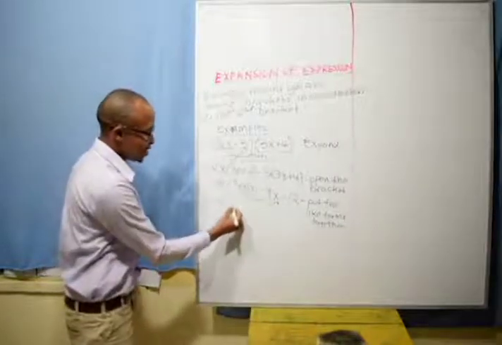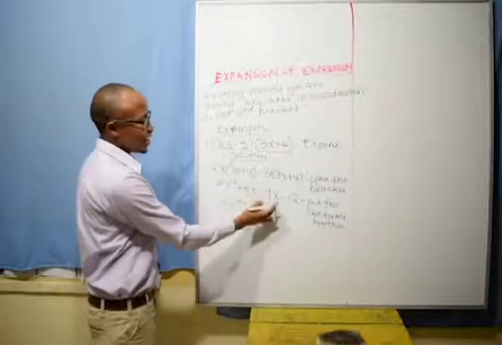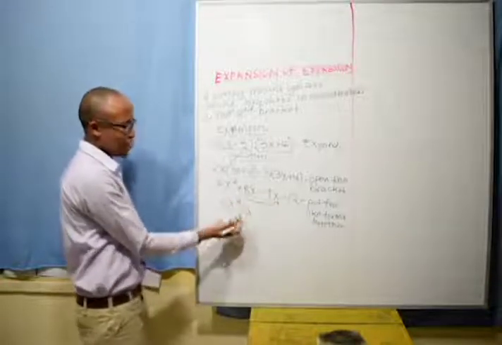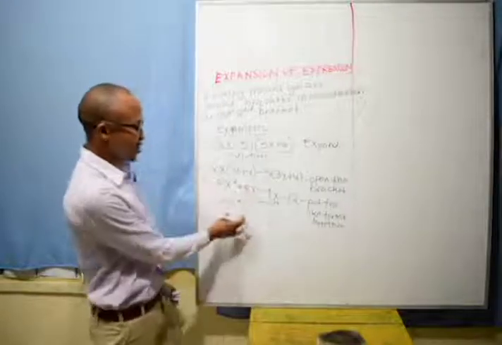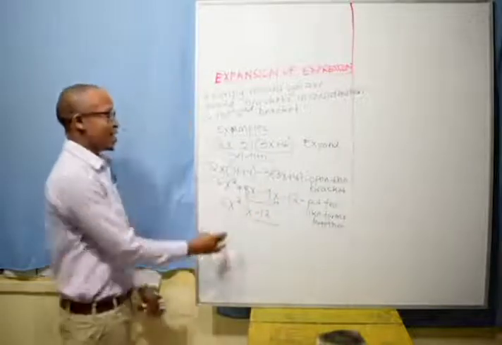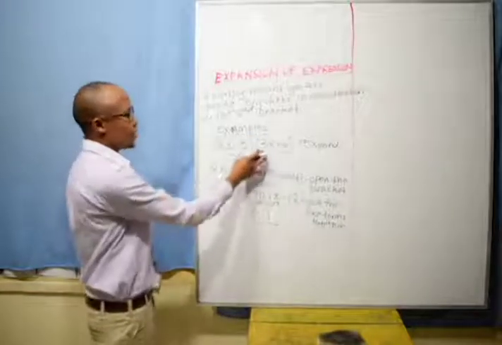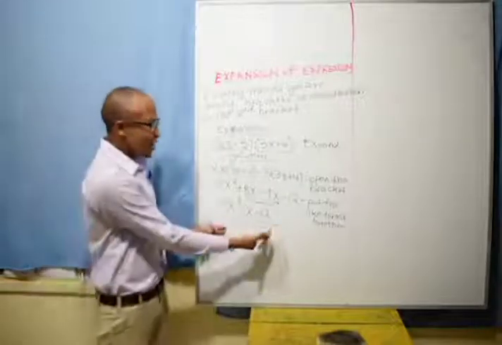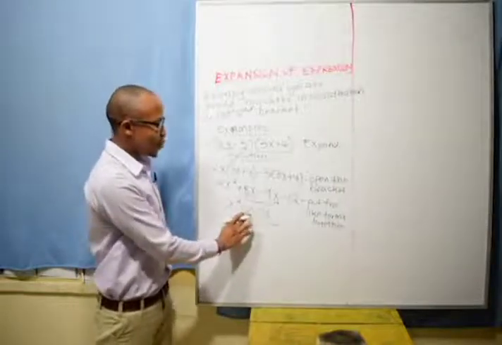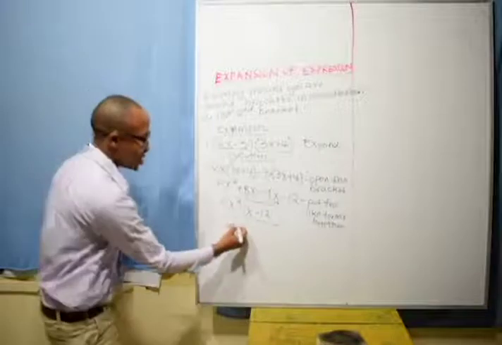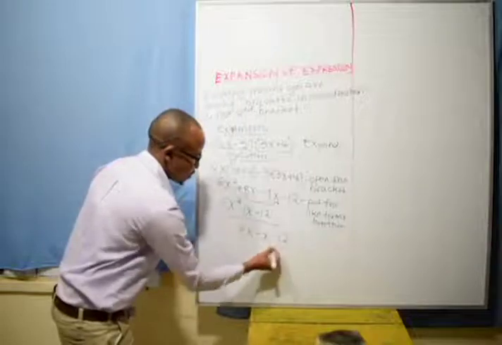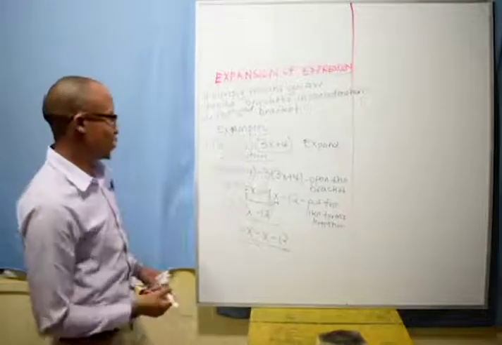So it becomes 6x squared. Because it is a debt, it is negative x, or negative 1x. It's not necessary to put negative 1x, you can just say negative x, and then you have minus 12. So that's the expansion of the given question. After you expand, you get 6x squared minus x minus 12.